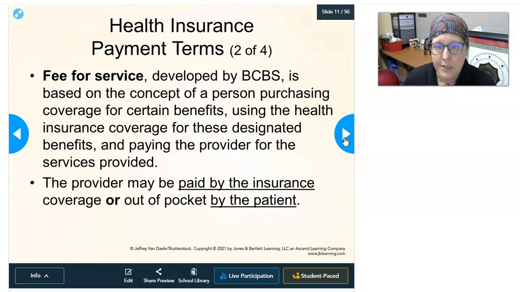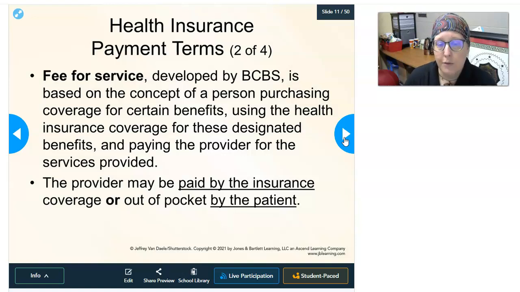Okay, so again, fee-for-service was developed, for example, by Blue Cross Blue Shield. It's based on the concept of a person purchasing coverage for certain benefits, using the health insurance coverage for these designated benefits, and then paying the provider for the services provided. And there's two ways to do this. The provider may be paid by the insurance. So your clinic has your insurance information, files for reimbursement by the insurance, and then you have maybe a little bit of out-of-pocket to pay, and then the insurance pays the clinic directly for what they owe them.